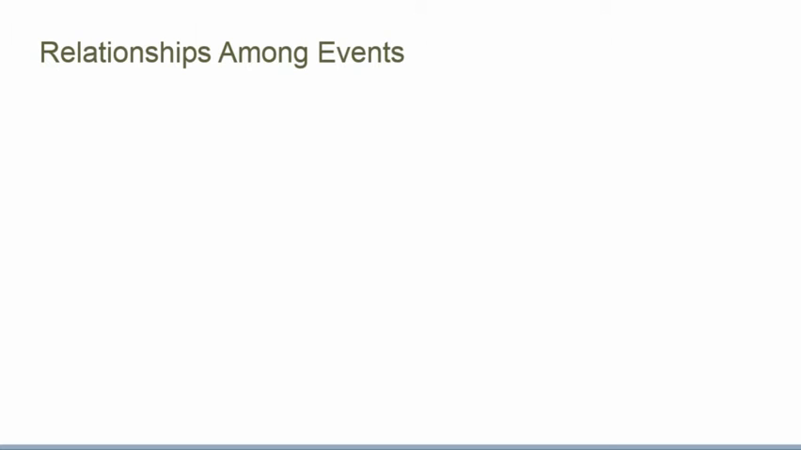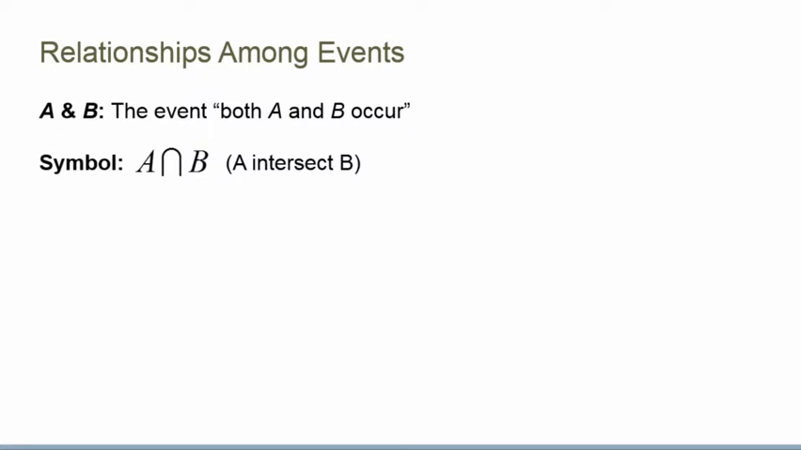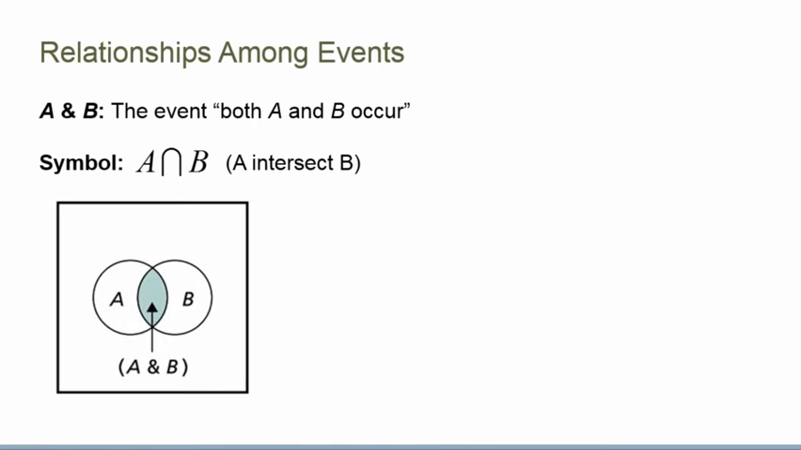Relationship among events. A and B, the event both A and B occur. You may have seen it symbolically as A intersect B. Pictorially, you have your universe in your box. You have a circle for A, a circle for B, and where the circles overlap, that's your intersection, A and B, the shaded area.